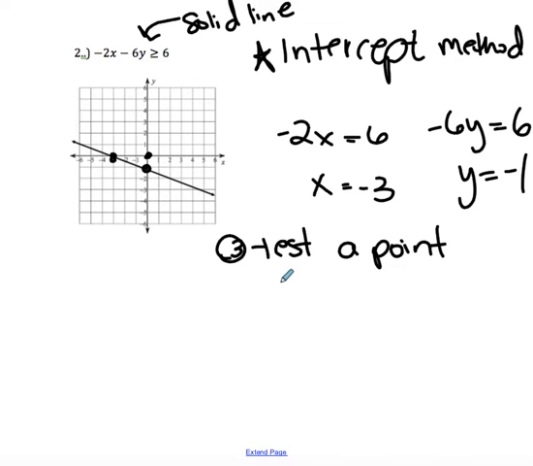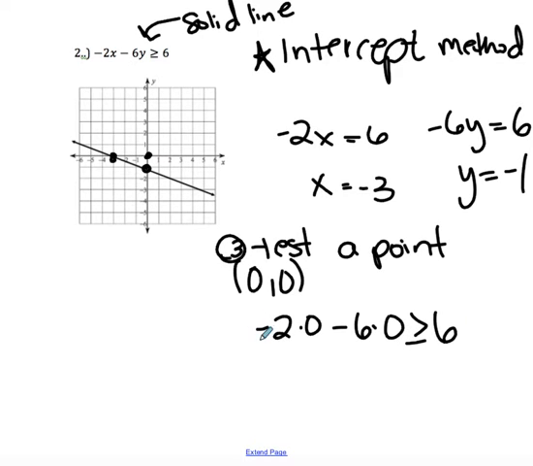And so let's see if you understand why I like 0, 0. If I want to test the point 0, 0, I'm going to plug that in for x and y. When we were doing the intercepts, we just plugged in 0, 1 at a time. I'm going to do it at the same time. So negative 2 times 0 minus 6 times 0 is greater than or equal to 6. All of that reduces to 0 minus 0, so this whole side over here reduces to 0.